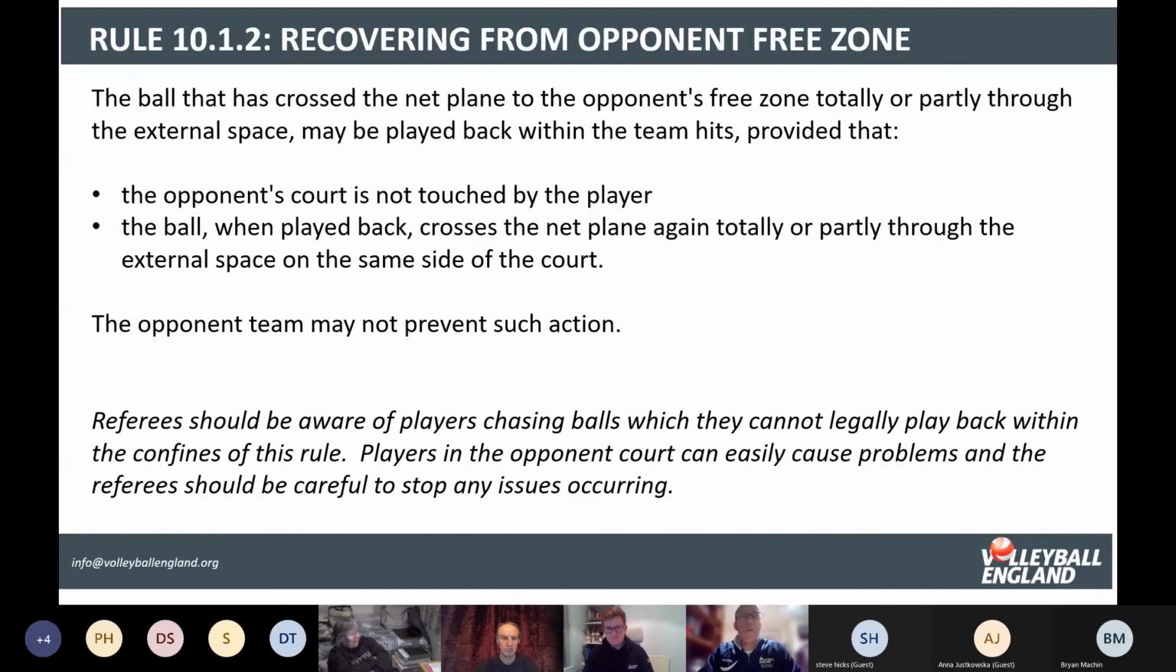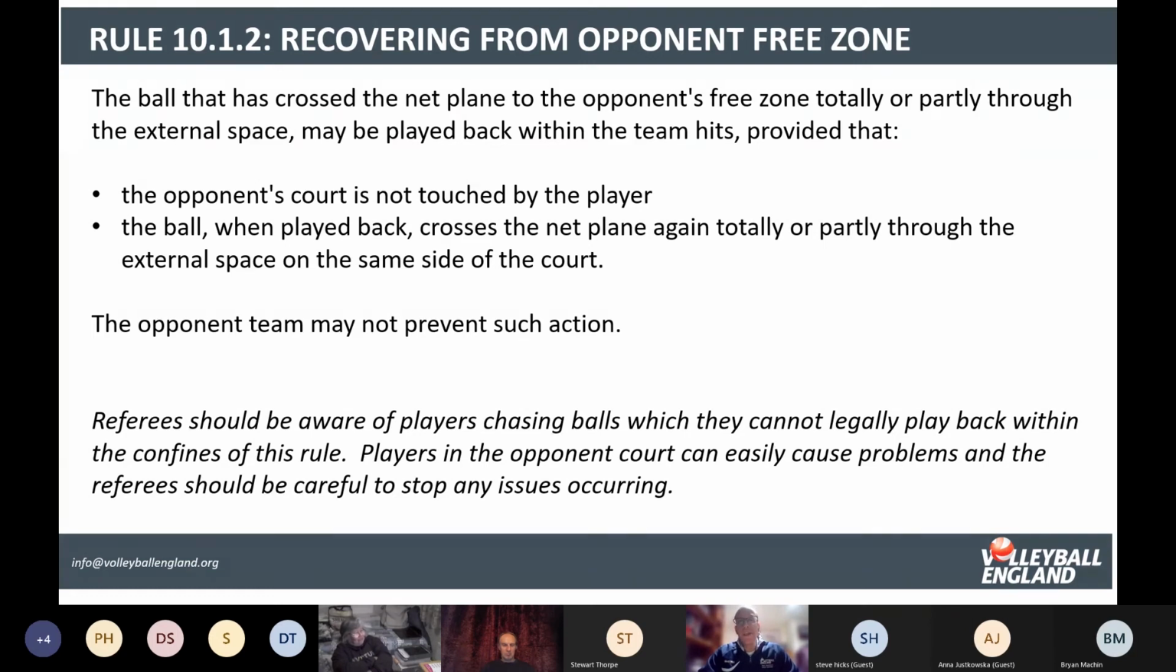10.1.2. Okay, our old friend 10.1.2, recovering the ball from the opponent's free zone. The ball that has crossed the net plane to the opponent's free zone totally or partly through the external space may be played back within the team hits, provided that the opponent's court is not touched by a player, i.e. there's no penetration fault, and the ball, when played back, crosses the net plane again totally or partly through the external space on the same side of the court. The opponent team may not prevent such action.